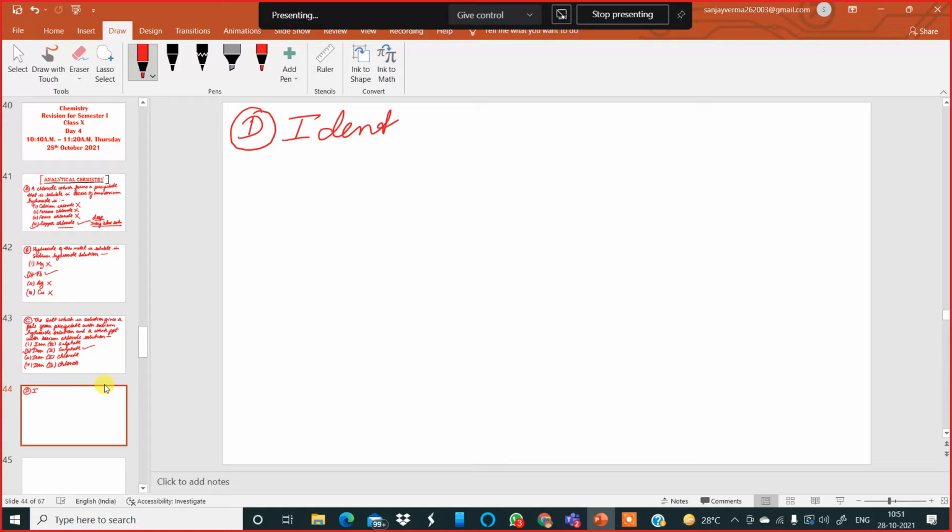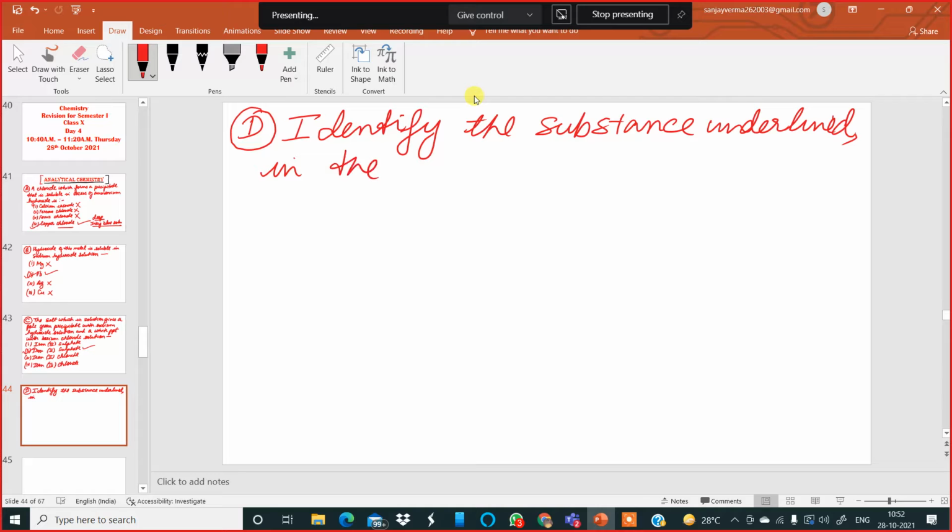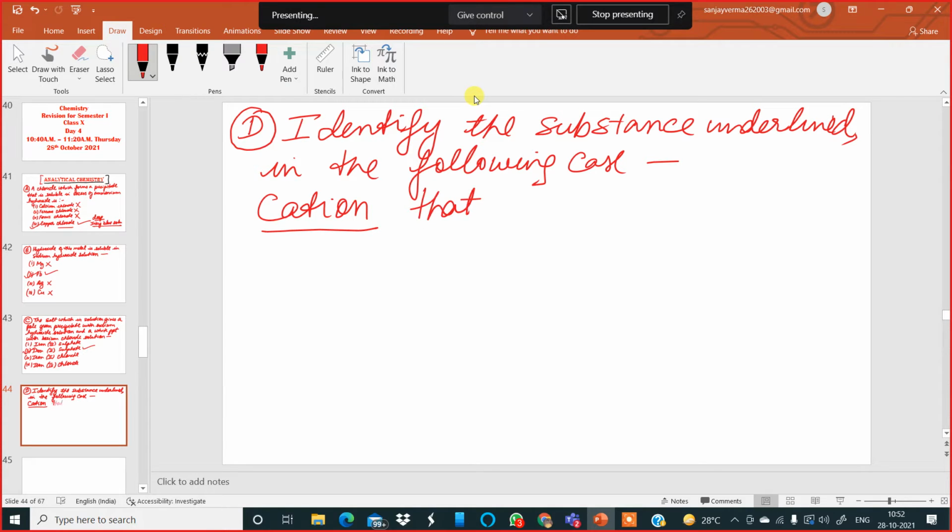Identify the substance underlined in the following case. So the case is below. Cation. What is the charge carried by a cation? Tell me.